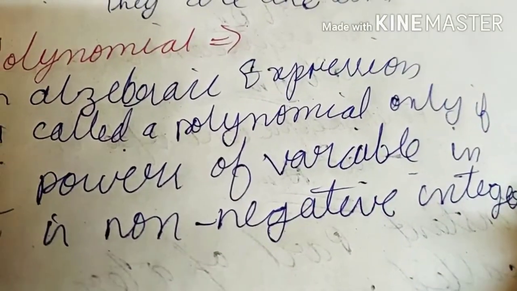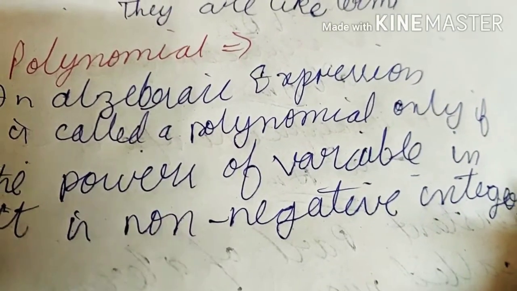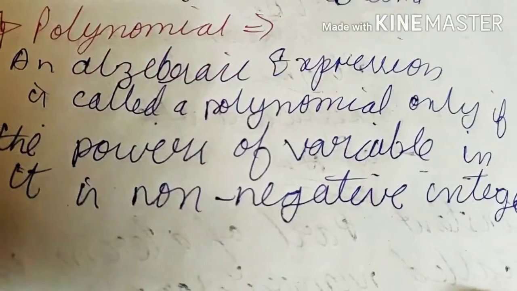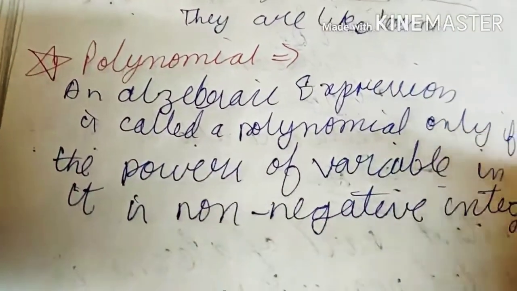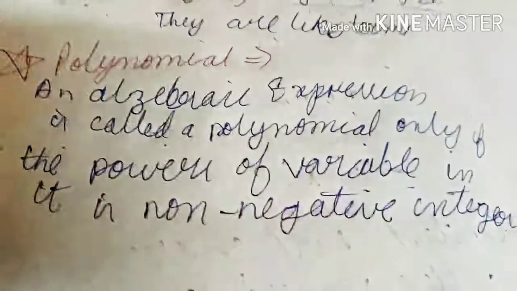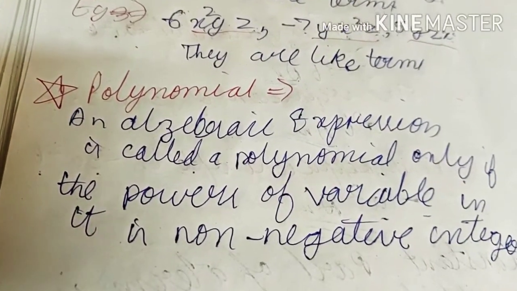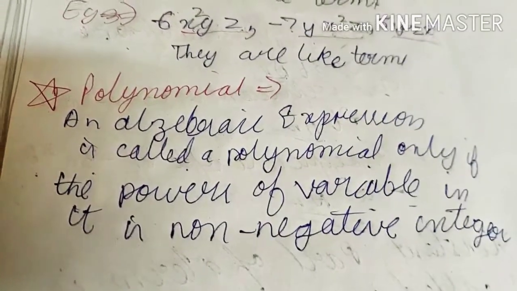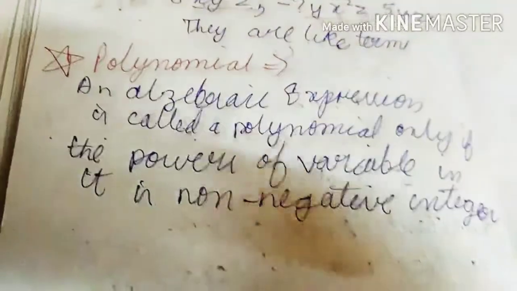If the power is negative, then that term is in the denominator. That variable is in its denominator. So if the variable is in the denominator, then that term is not a polynomial. Meaning if a variable, an x, y or any alphabet, is in the denominator in an expression, it has a negative power, so it is not a polynomial.